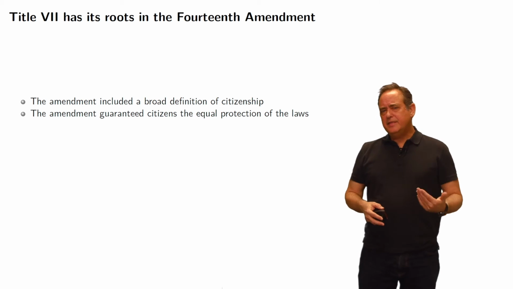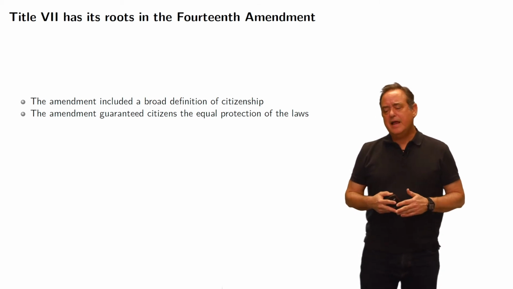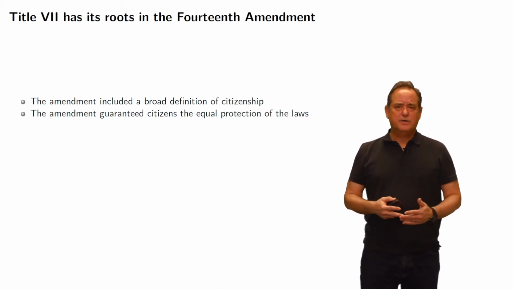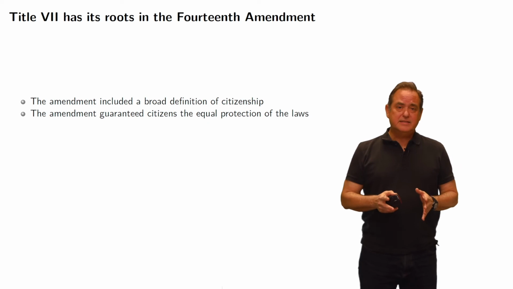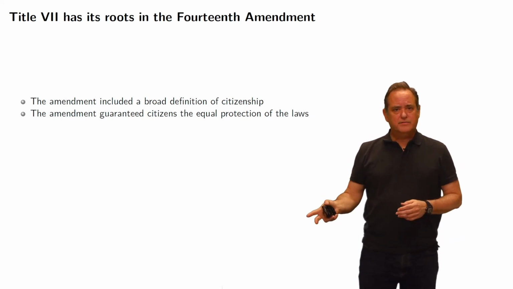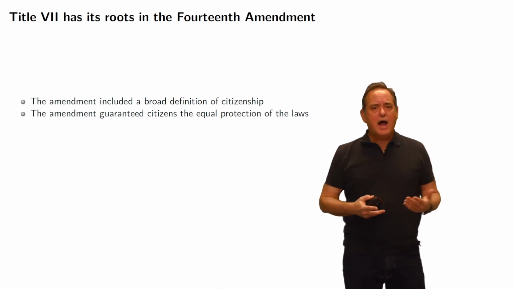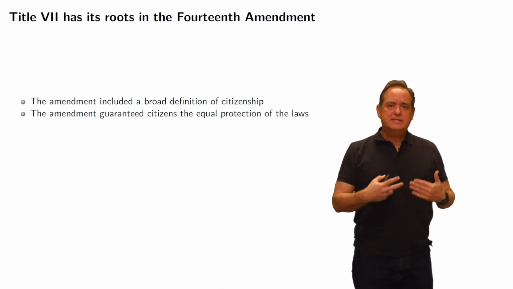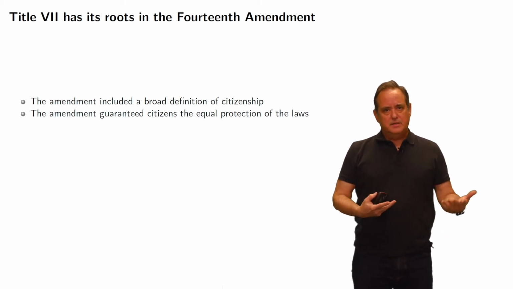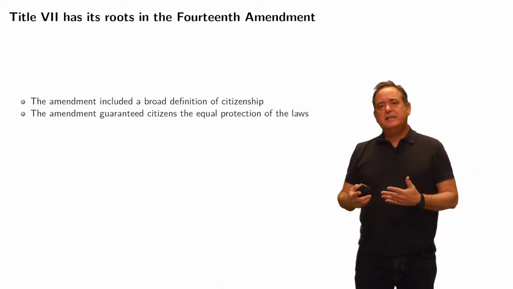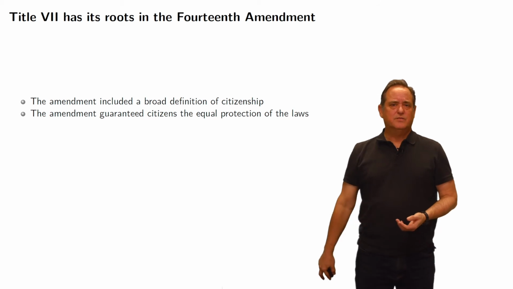The second thing that the 14th Amendment did was it guaranteed citizens the equal protection of the laws. What it meant is that for the first time in the United States, people were equal in front of the law. The law was required to treat similarly situated individuals the same. So the amendment guaranteed the equal protection of the law.